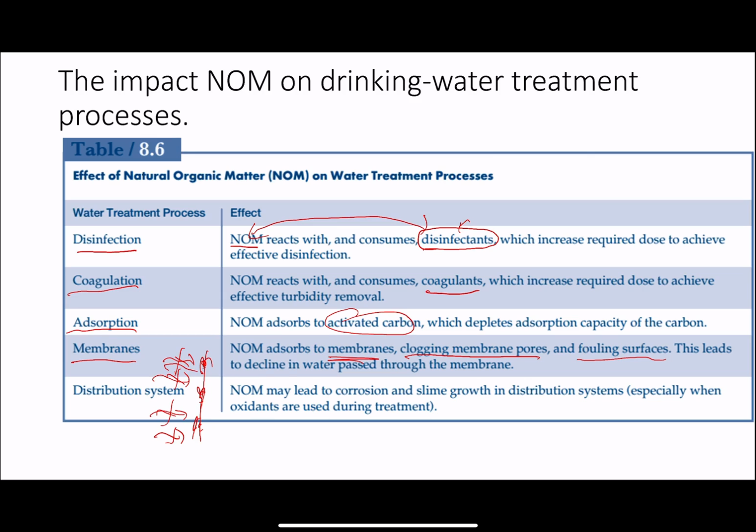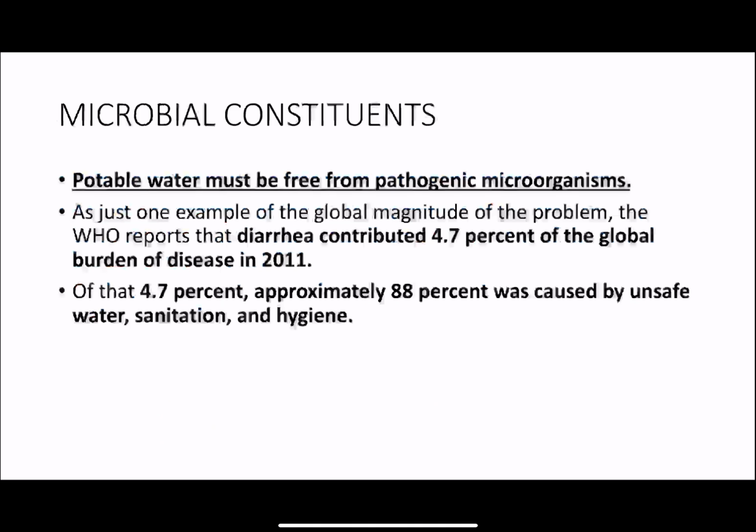Also, in the distribution system, the pipelines under the ground, NOM may lead to corrosion and slime growth, especially when oxidants are used during treatment. NOM is bad. We need to take care of it because it has these effects on treatment processes.